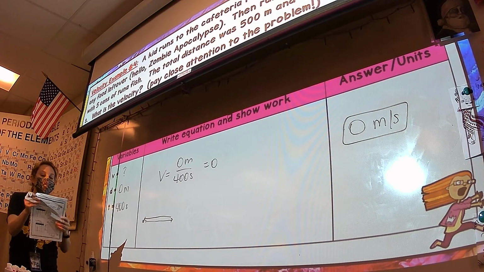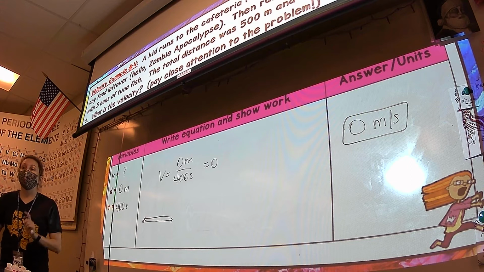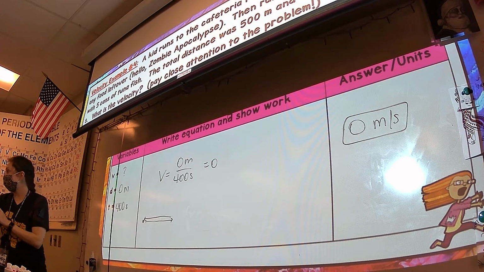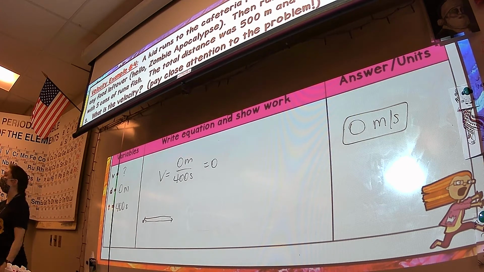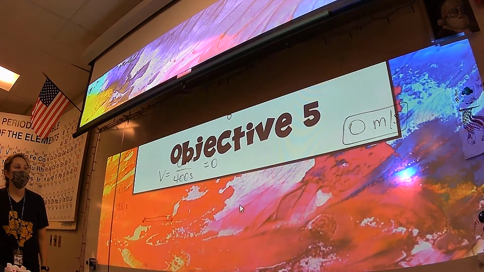Alright, let's turn our page over. And we're going to do problems where we calculate both the speed and the velocity. And that's going to help us really understand the difference between the two.